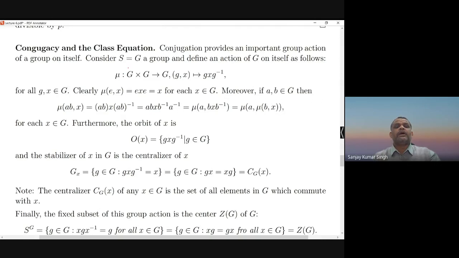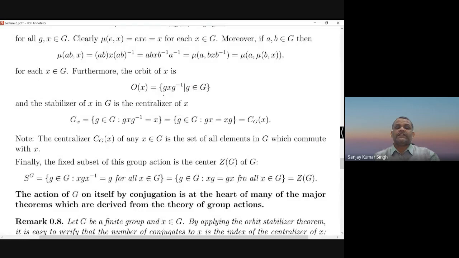If you take any group G and take X to be the same group, then the group acts on itself by this action: send g, x to g x g inverse. Because g and x are elements in capital G, this is an element of capital G, and it is not difficult to see that it is a group action. With respect to this group action, if you compute the orbit of any point, the orbit of x is nothing but all elements of the type g x g inverse, which is basically the conjugacy class of x, which we have already used.